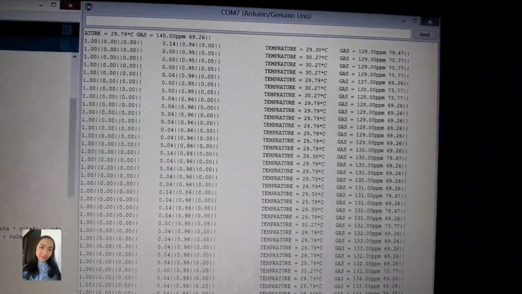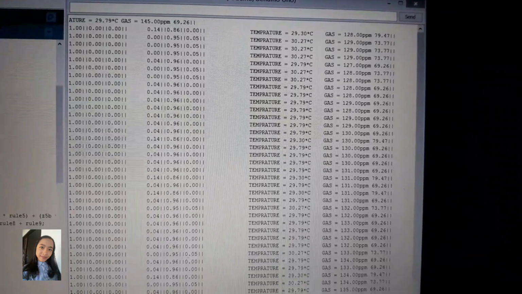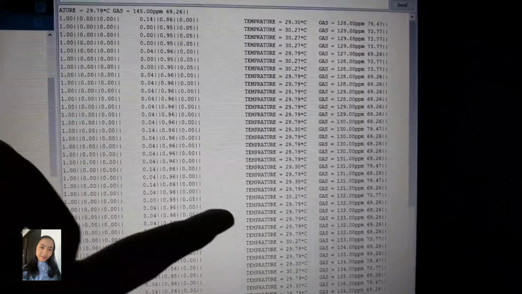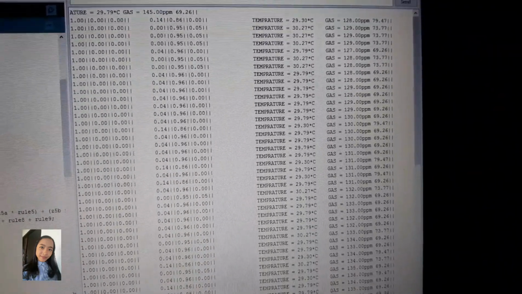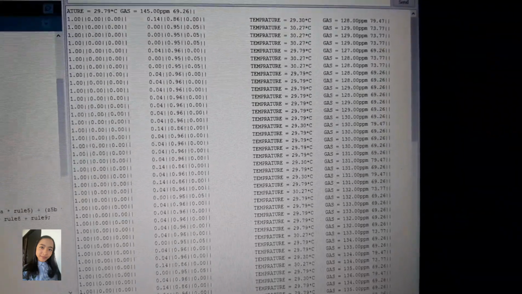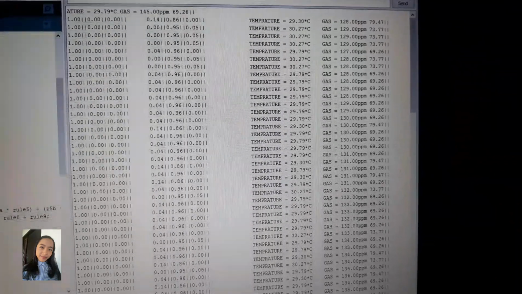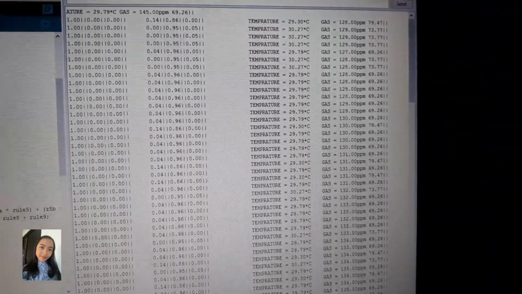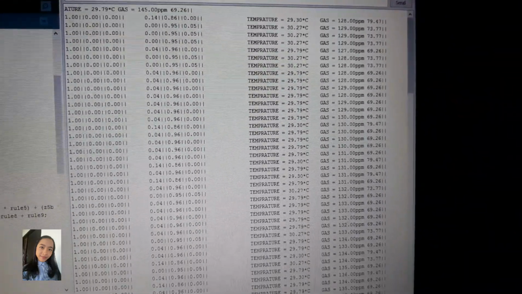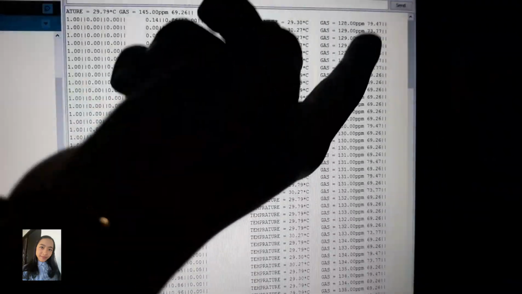Now we're in a room and the temperature is about 29 to 30 degrees Celsius, and the gas detected is about 128 to 130 parts per million, and this is the result.